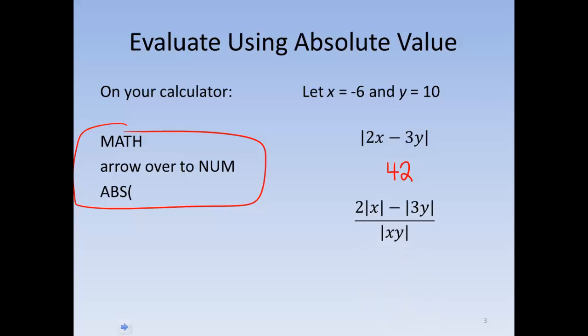This is 2 times the absolute value of x minus the absolute value of 3y, all divided by the absolute value of x times y. And you should have negative 0.15. Here's your assignment, and we'll talk about those in class tomorrow.